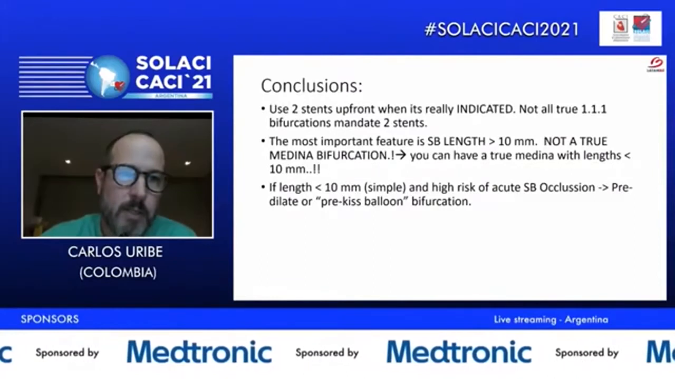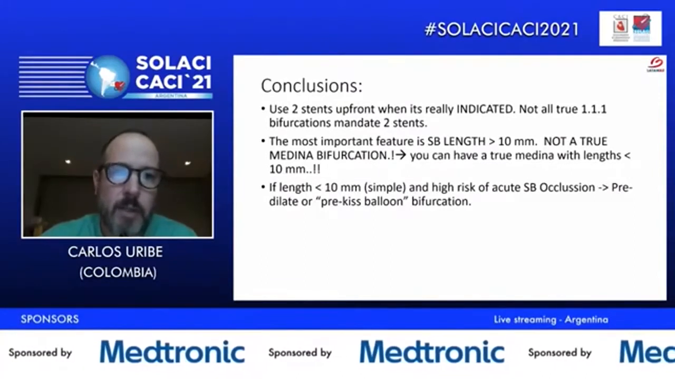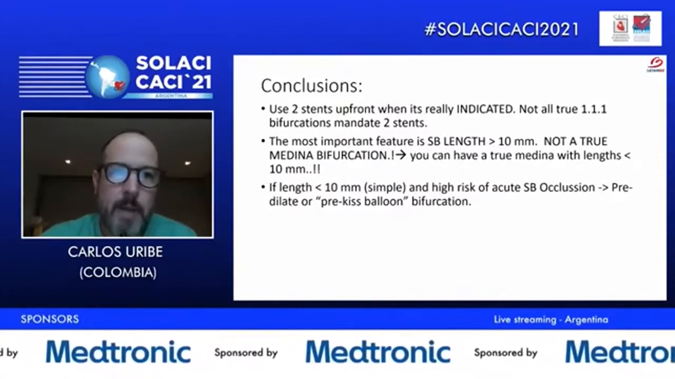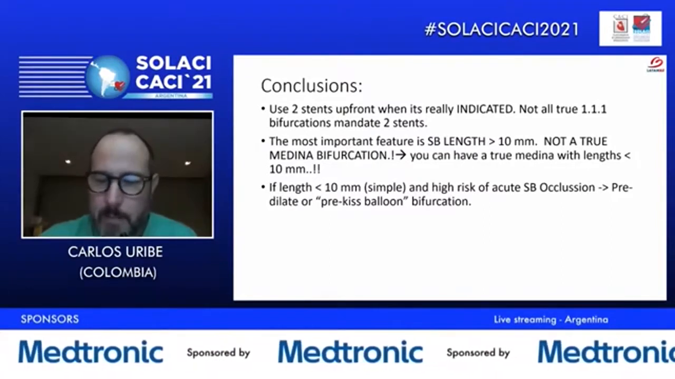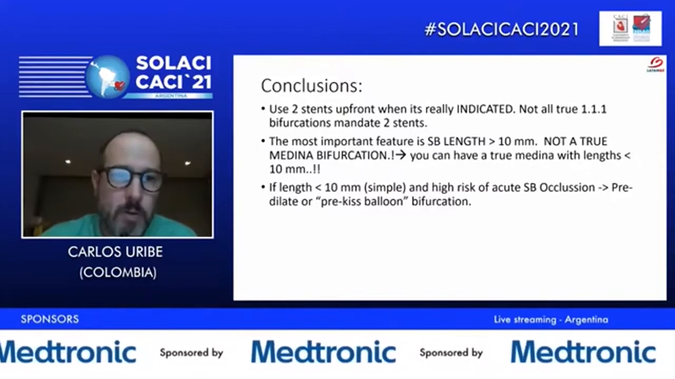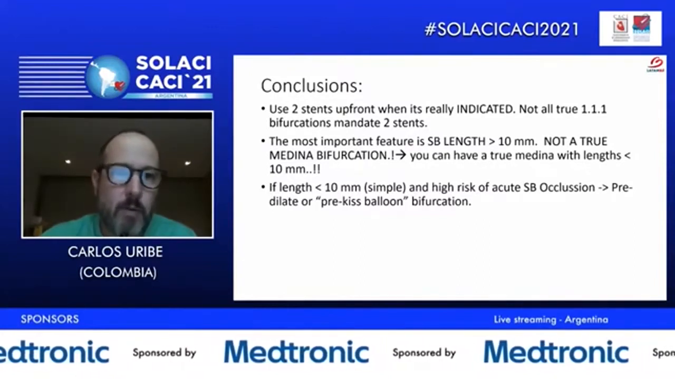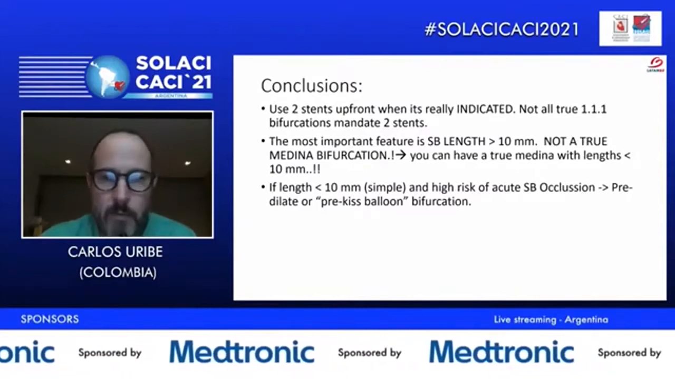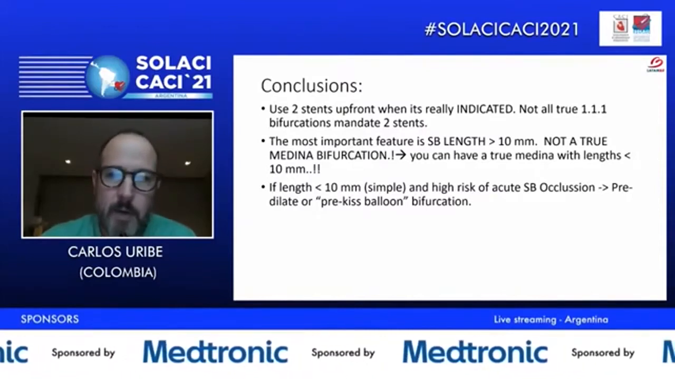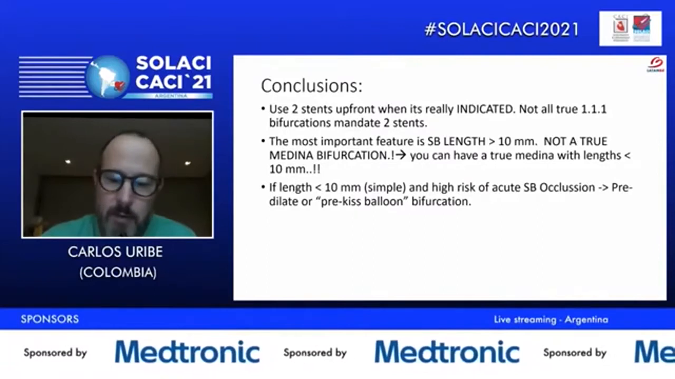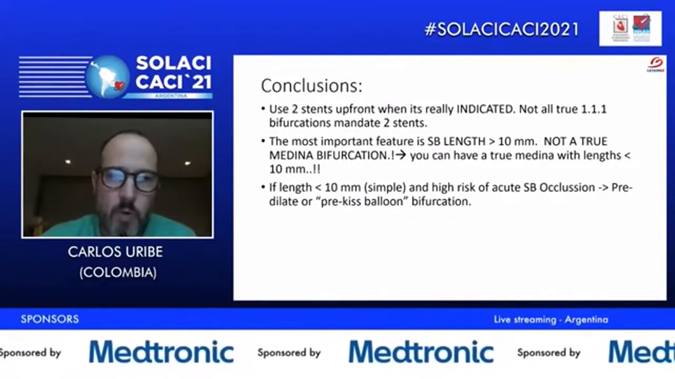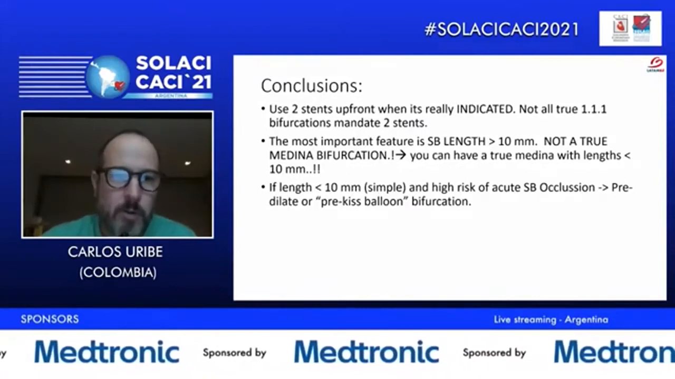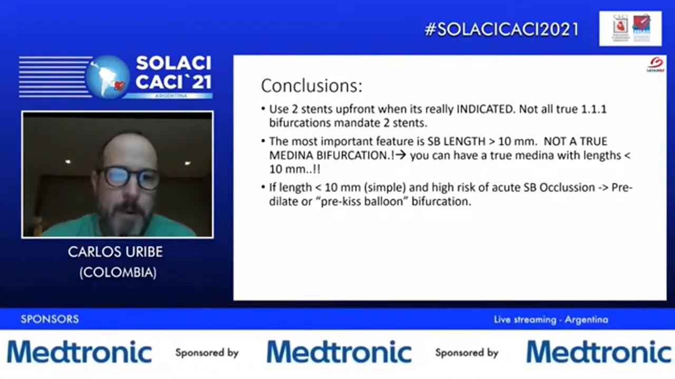Conclusions. In this first part, using a two-stent strategy up front is the indication, and this is mainly based on the length. True bifurcation, this term should not be used, rather simple and complex bifurcation, because it's more specific than the ostium involvement.